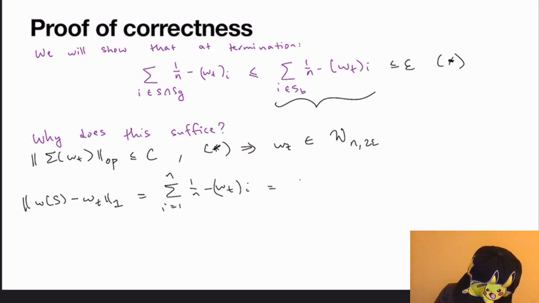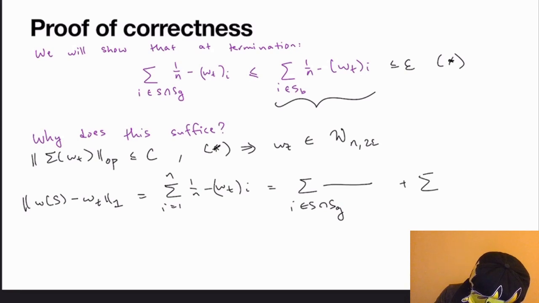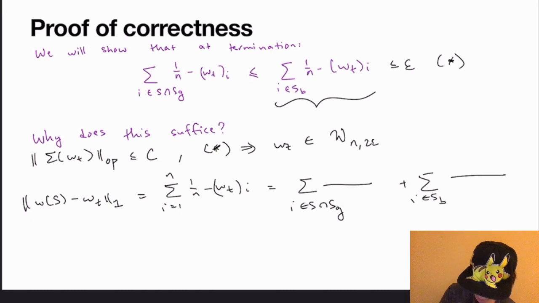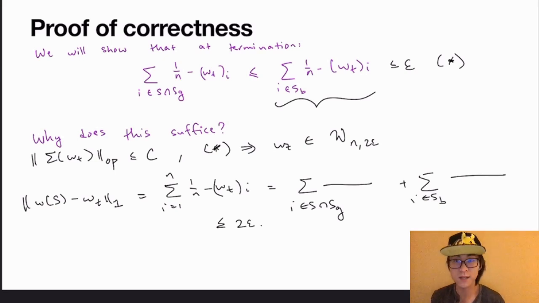Okay, but I can break this into two parts: the sum over i in S intersect S good, plus the same sum over S bad. And this condition star implies that both terms are at most epsilon. So this overall is at most 2 epsilon. So it says that Wt is within this script W set.